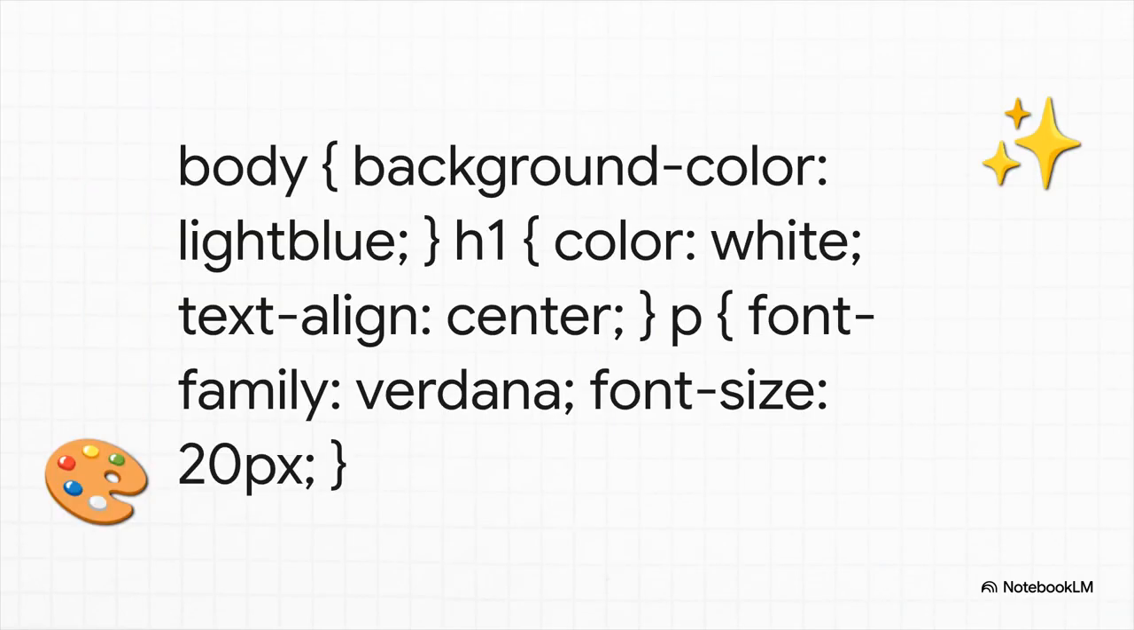And you can see just how efficient this is. Look at this little bit of code here. With just these 3 simple rules, you can define the style for an entire website. The first line, body, background color, light blue. Boom. The background for every single page is now light blue. The second line makes all your main headings white and centered. The third line sets the font for all your paragraphs. Change one value in this one file, and thousands of pages update immediately. That's the power we're talking about.